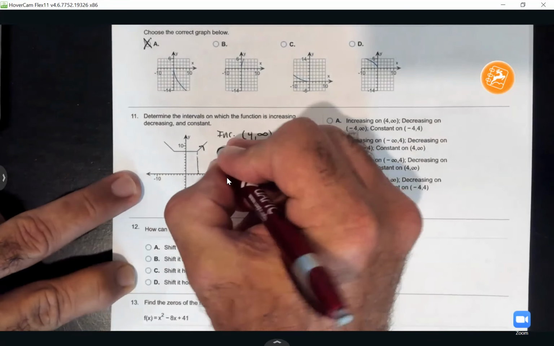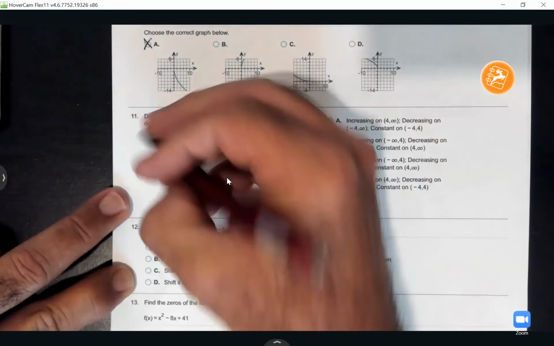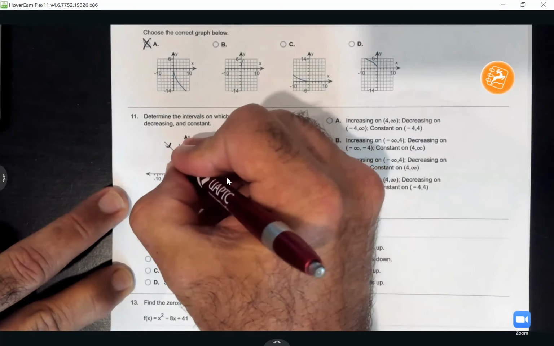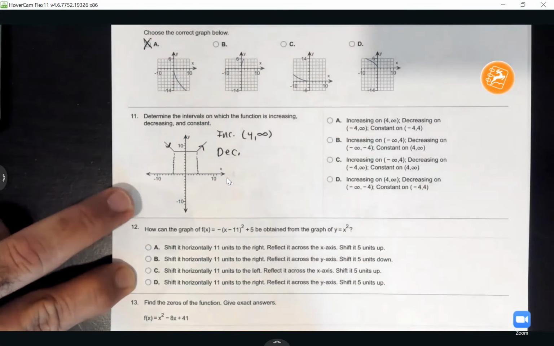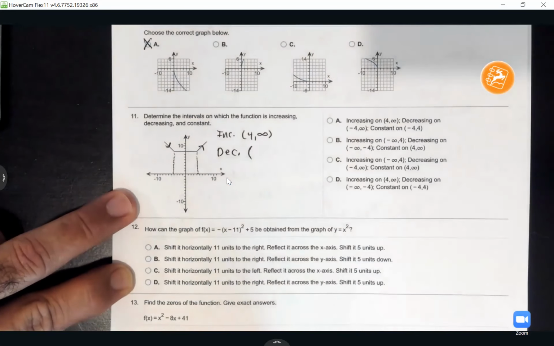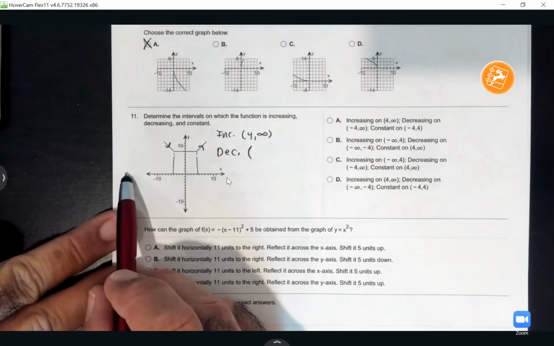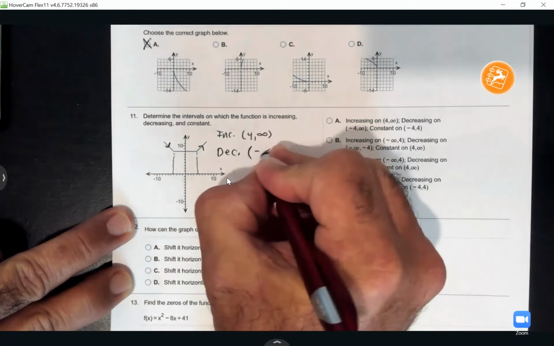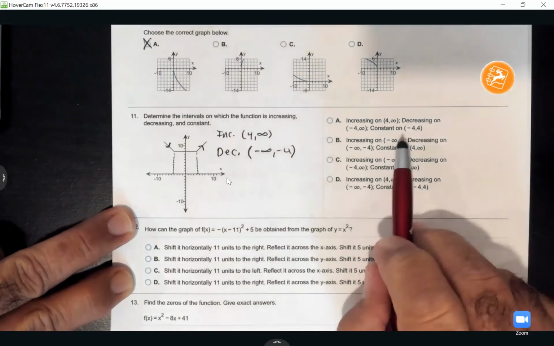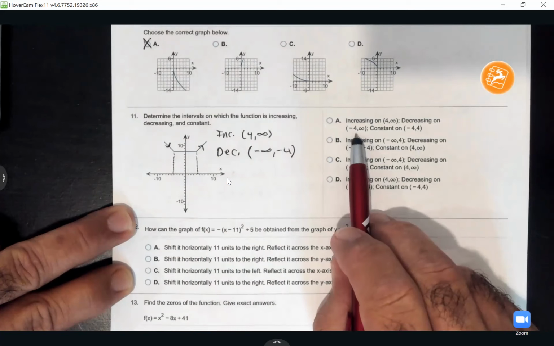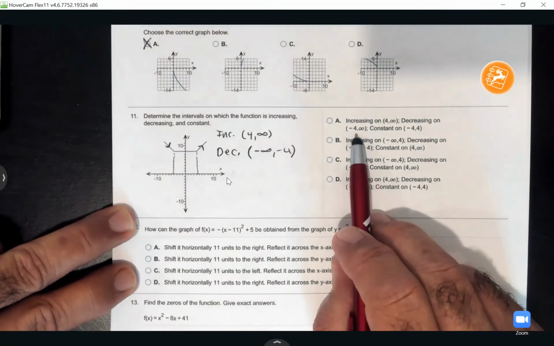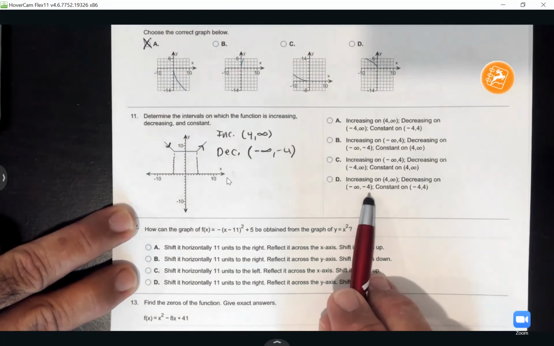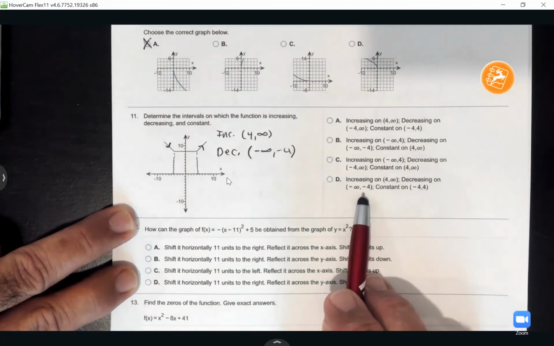So let's look. What about decreasing? Decreasing is this part right here going downhill. So y'all, where's that one decreasing from? Coming in from the left, from negative infinity to -4. Good job. So let's see what A had. A had decreasing on -4 to infinity, so I think A is out of the picture. Look at D. D has negative infinity to -4. It had my increasing right, my decreasing right.